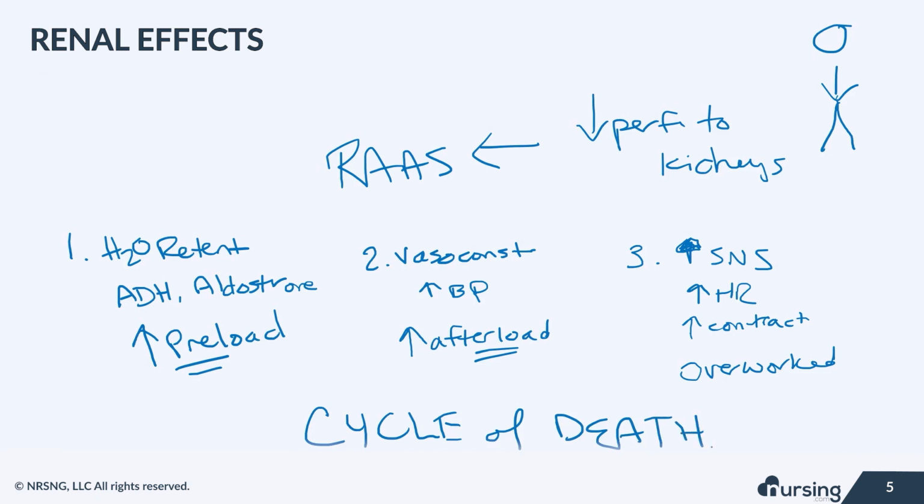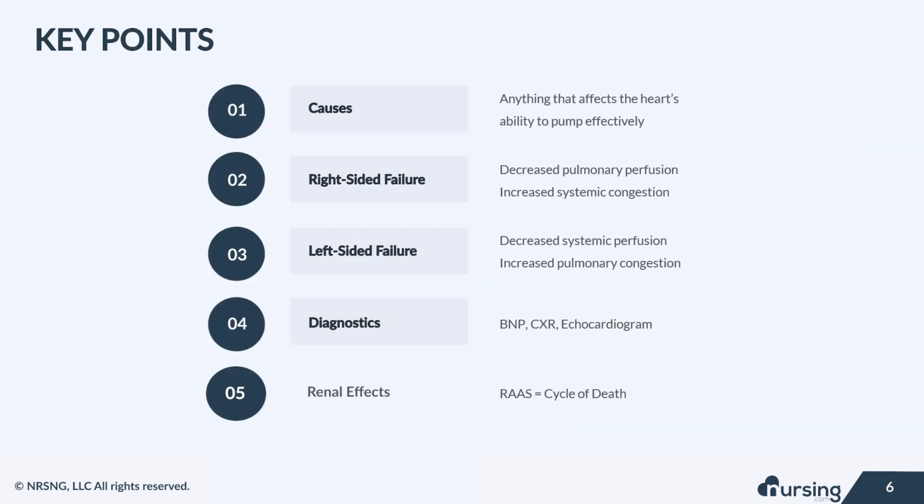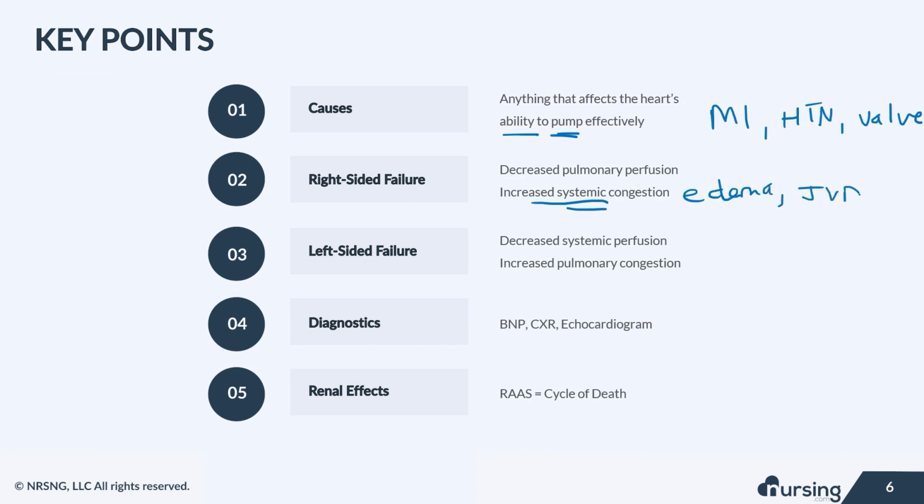So what you'll see when we look at therapeutic management in the next lesson is the majority of therapy is actually aimed at breaking this cycle. So let's recap. Anything that affects the heart's ability to pump effectively can cause heart failure, including MIs, hypertension, and valve disorders. In right-sided heart failure, we see decreased perfusion forward to the lungs and increased systemic congestion. So the big thing is your peripheral edema and your JVD.